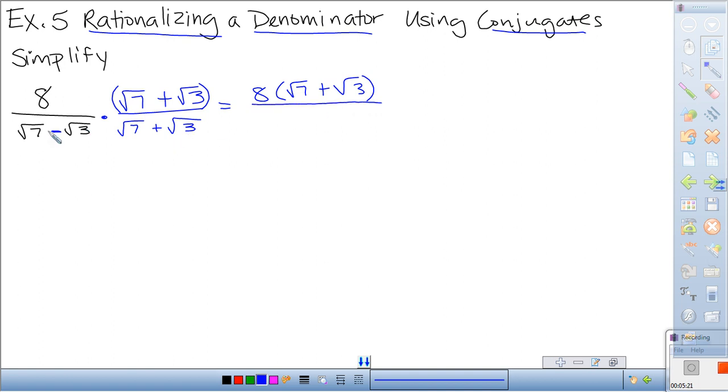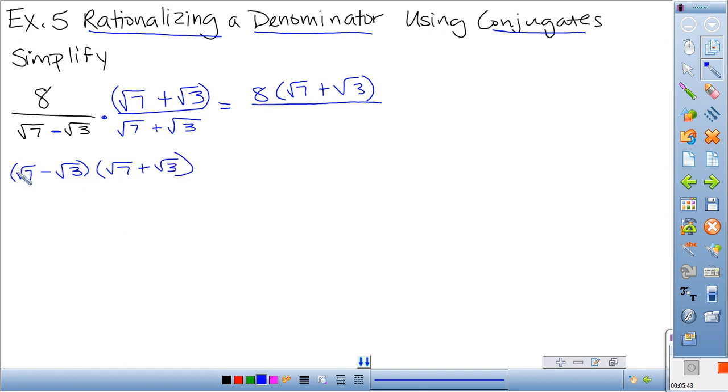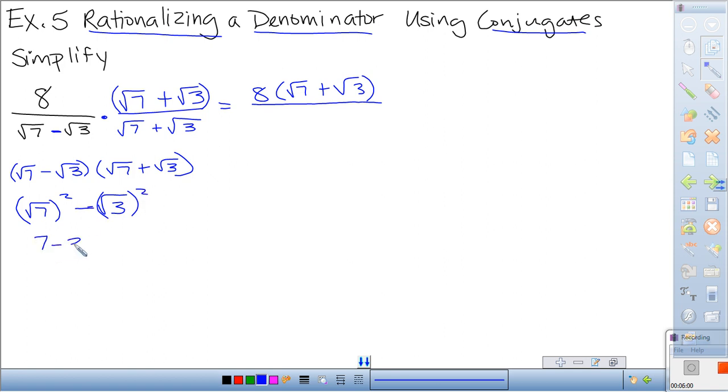And then we have these two conjugates. Remember that when you multiply them together, the square root of 7 minus the square root of 3 times the square root of 7 plus the square root of 3, since these are the difference of and the sum of the same two terms, it always boils out to be the first term squared minus the second term squared. And if we simply use that rule, we have 7 minus 3, which gives us 4.